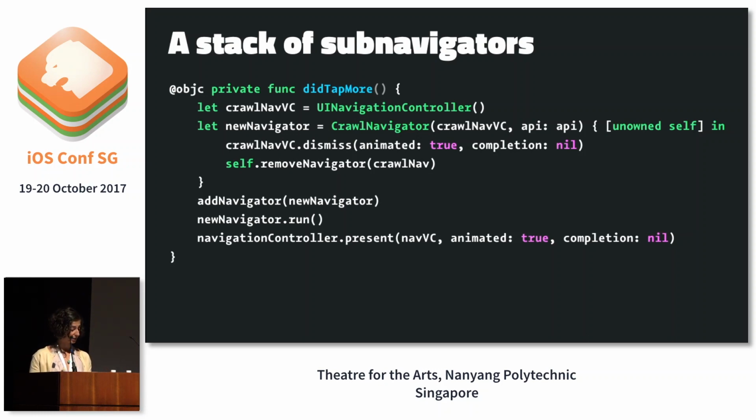The only special thing here you'll see is that my child navigator has a completion block. And in that completion block, I do two things. I dismiss whatever it is that I presented, that flow, and I also go ahead and remove that navigator from my navigator stack.